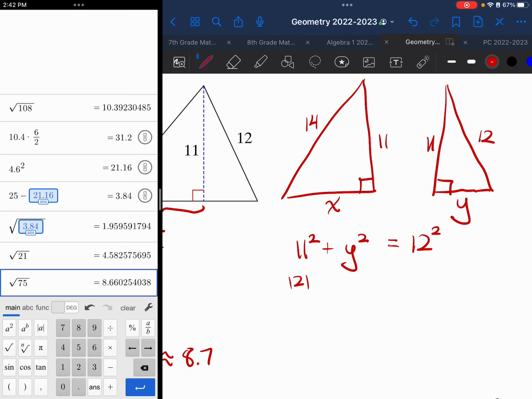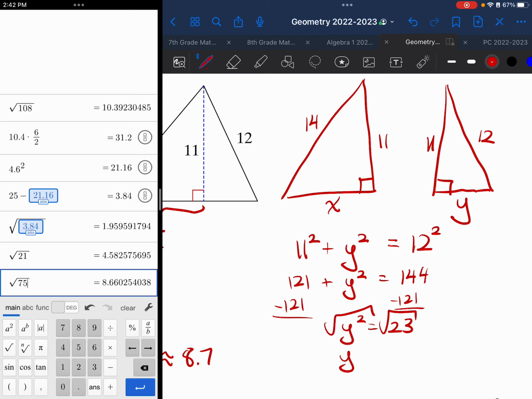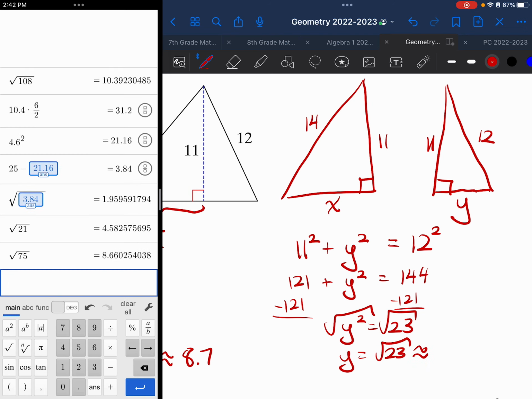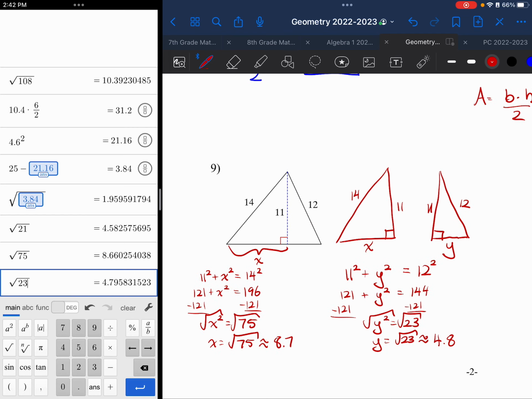I have 121 plus y squared, and that's going to equal 144. I'm going to subtract 121, subtract 121. It's going to be y squared is equal to 23, and then I'm going to square root, y is equal to square root of 23, which I don't know off the top of my head. A little bit less than 5. I'm going to say 5.8. Let's see. Square root of 23, or 5.8? 4.8 is what I meant. Man, I'm off. 4.8. I knew it was less than 5. For some reason, my brain wasn't working. 4.8.